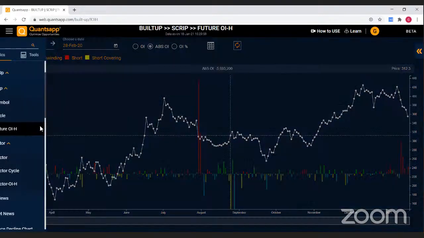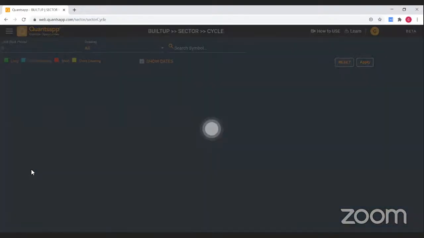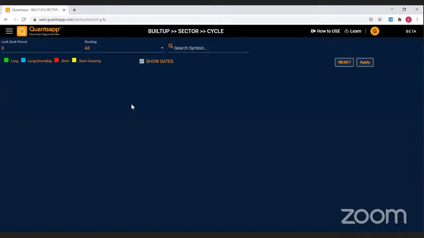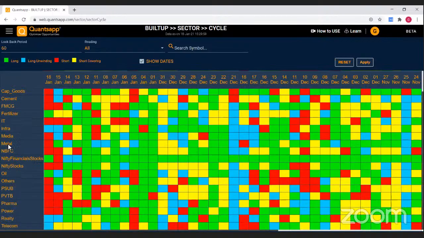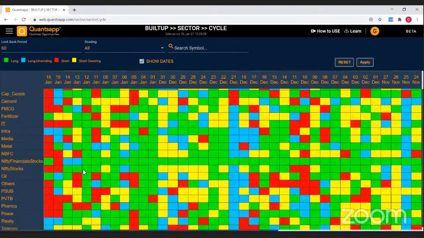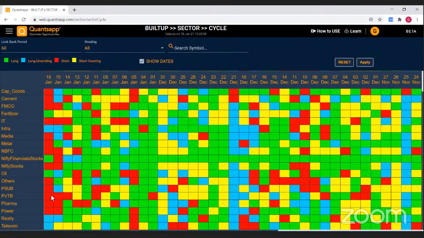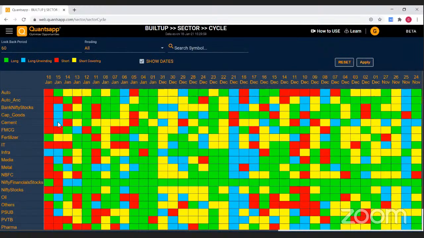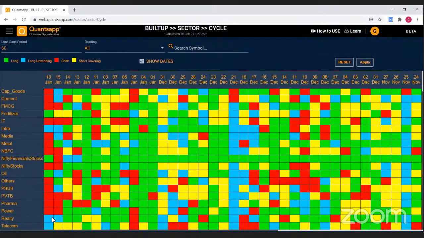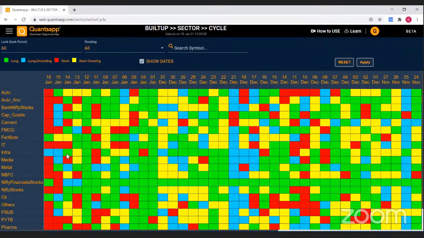In the same way, you can do so for the sector cycle. One second. Sorry. So you can see all the sectors here. You can see the kind of build-up that is going on. Private bank, series of short, IT series of short. Then auto ancillaries, that's 2 days of short. Then pharma, realty, that's more on the short side. Then you can see realty, telecom, that's more on the long unwinding side, infra unwinding side. This is how you can gauge an idea here.